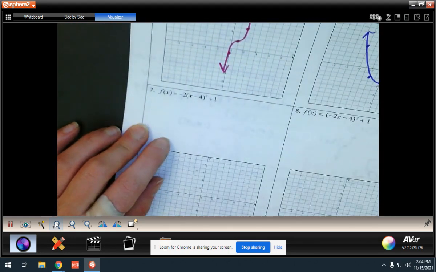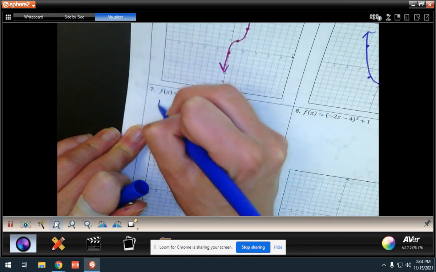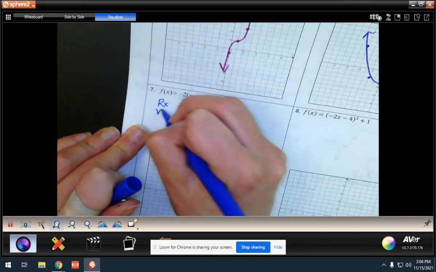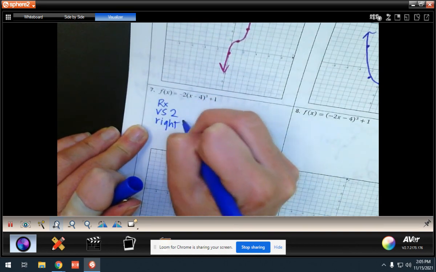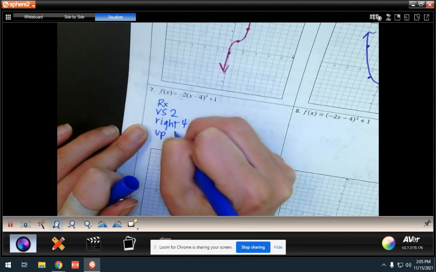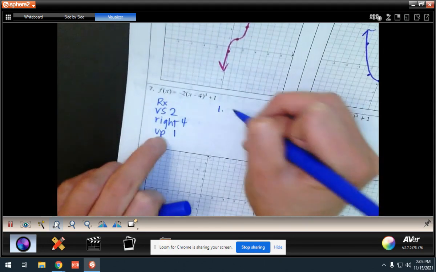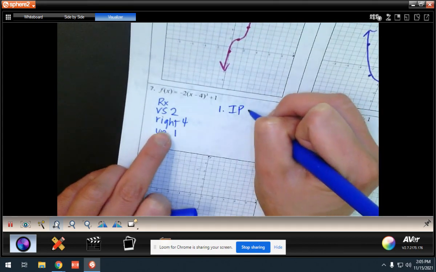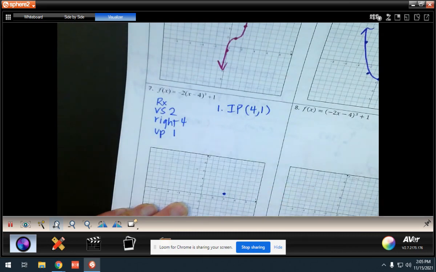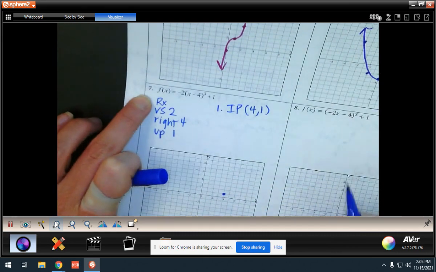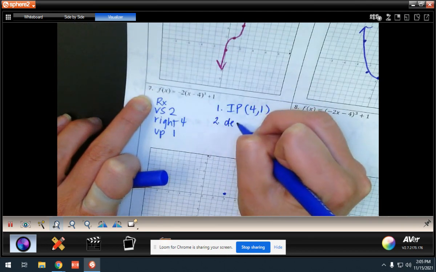All right, let's switch to blue. We've got an Rx. We've got a vertical stretch by 2. We have a right 4, up 1. Okay, so step 1, our inflection point is right 4 up 1. So 4, 1, put that right there. We have 1 reflection, so decreasing.